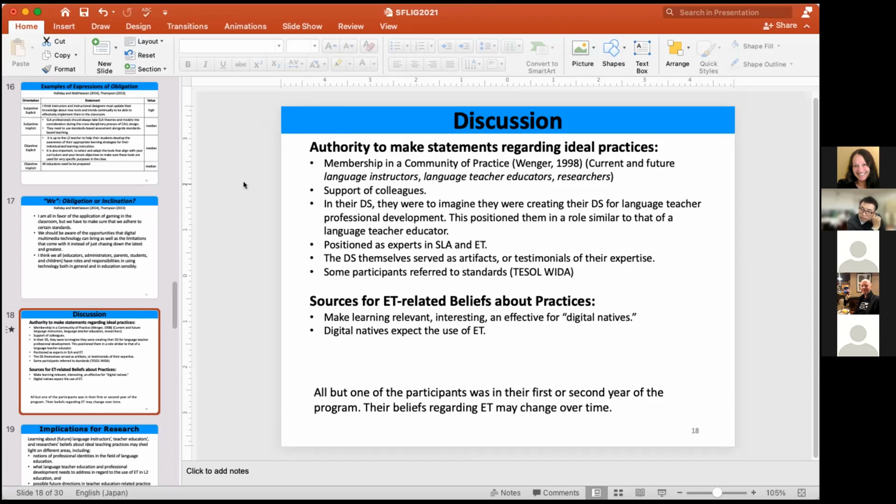And the digital stories they made in the course were to promote the use of educational technology in second language education. It was an imaginary audience, but they were told the audience were teachers undergoing professional development. So the instructor in their course kind of positioned them as experts. I thought that was interesting. So where is their authority coming from when they're making statements? Is it themselves, or are they using, for example, standards?